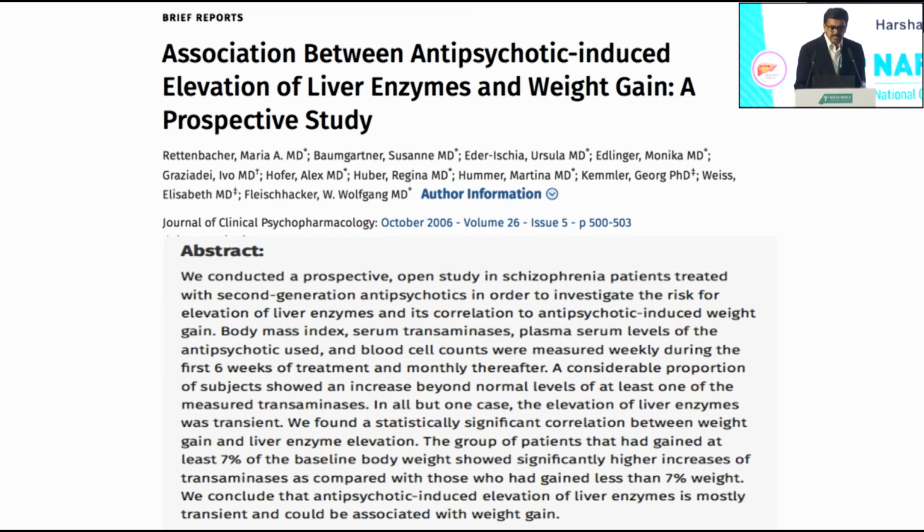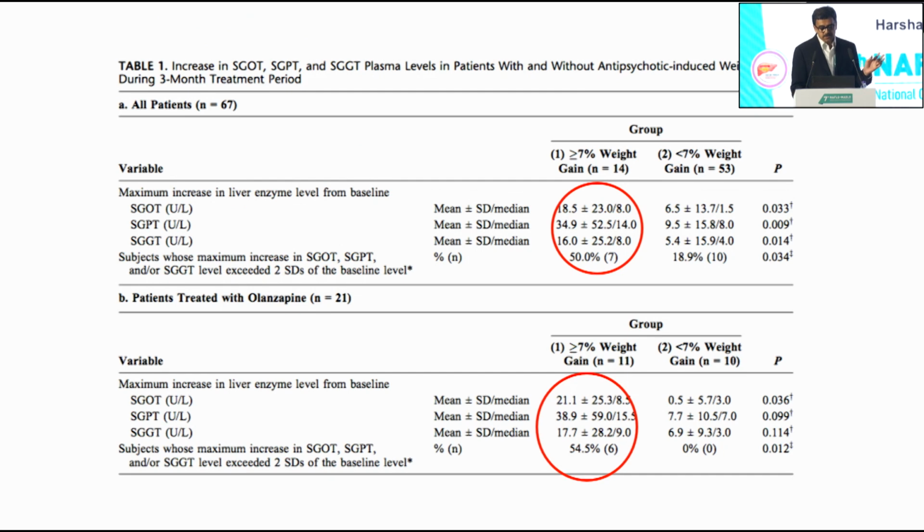The next study is on the association between antipsychotic-induced elevation of liver enzymes and weight gain. And we all know that those patients who are on antipsychotic drugs tend to put on a lot of weight. And here also they noticed that AST, ALT elevations are noticed only in those patients who had a weight gain of more than 7%. And when they compared it to those who had less than 7%, the AST and ALT remained normal, thereby suggesting that patients who take antipsychotic drugs go on to develop increased weight, and it's sometimes difficult to disentangle the effect of obesity as well as the effect of drugs on these patients.